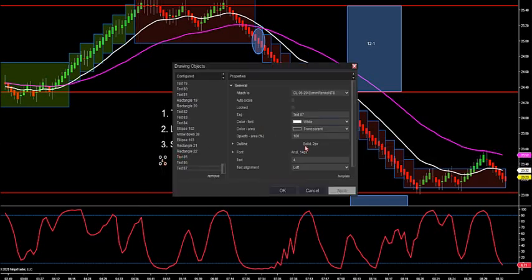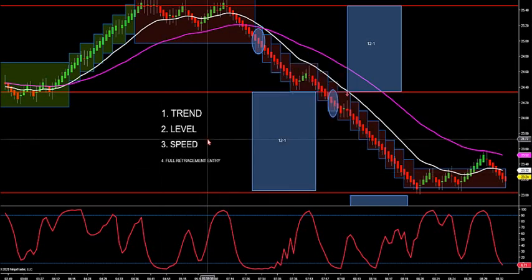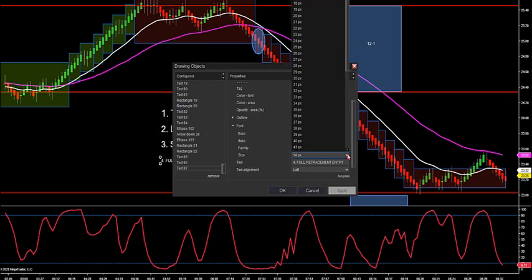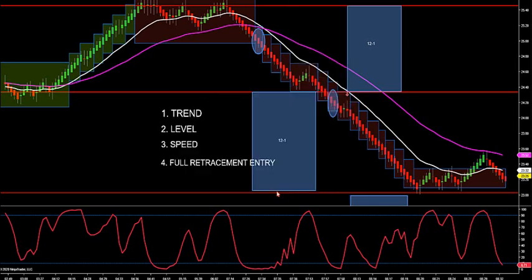Number four, then, would be we want to look for a full retracement on a smaller time frame. Full retracement entry. So if we don't want to have large stops, we have smaller stops, we need to check down to our smaller time frame. I'm going to show you exactly how to do it to the exact bar.